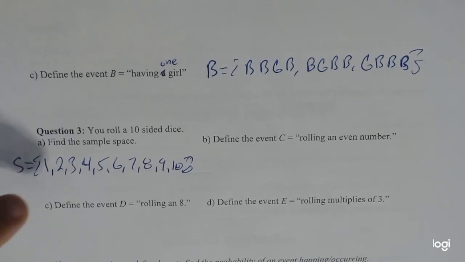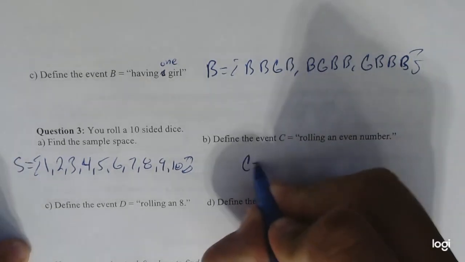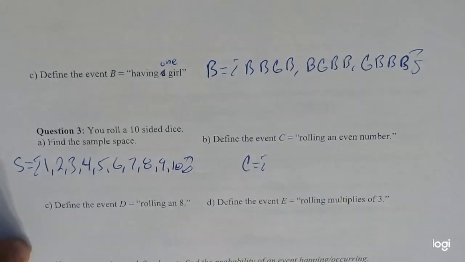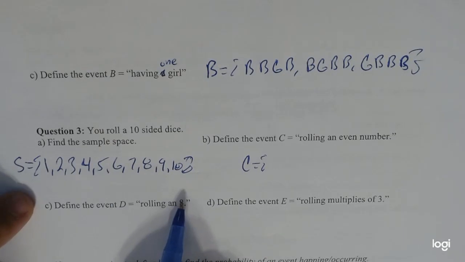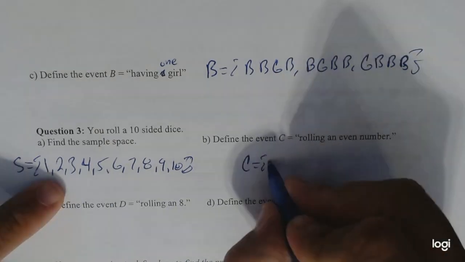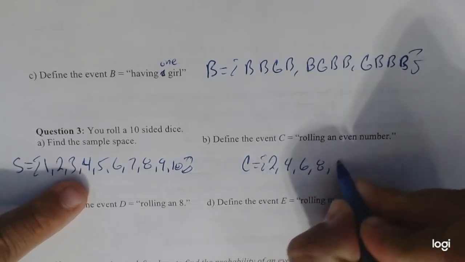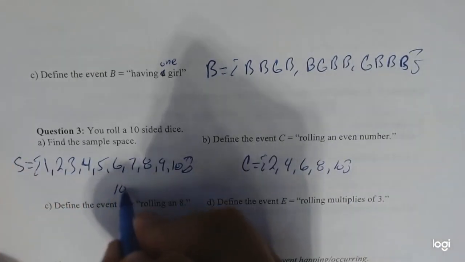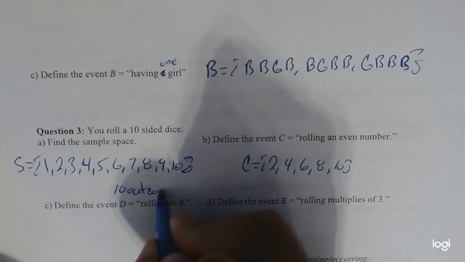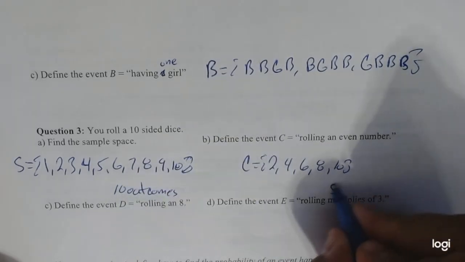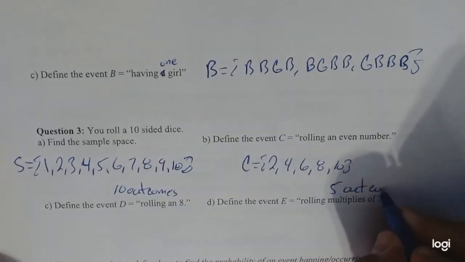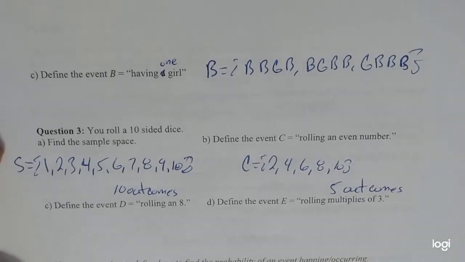Okay, B says, define the event, rolling an even number. So looking at my sample space, what are the numbers that are even? So 2, 4, 6, 8, and 10, right? So the sample space is a total of 10 outcomes, and here the event has a total of 5 outcomes. So in other words, this event happens 5 times out of 10, right?